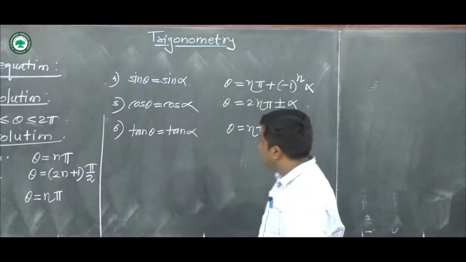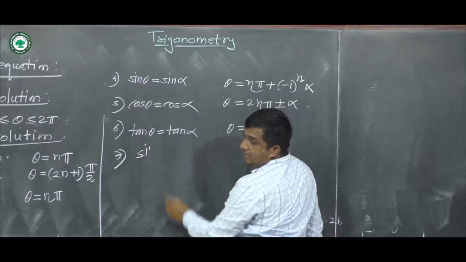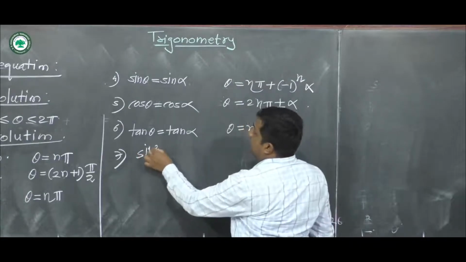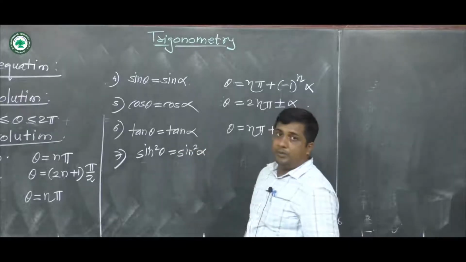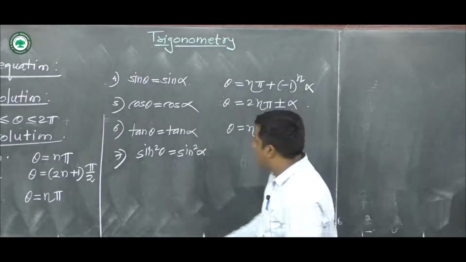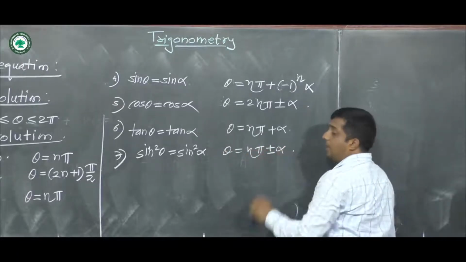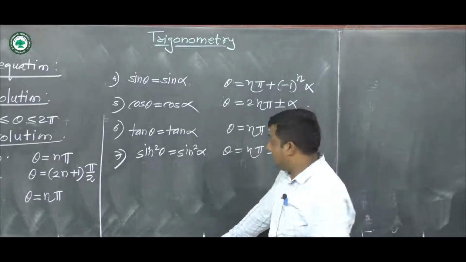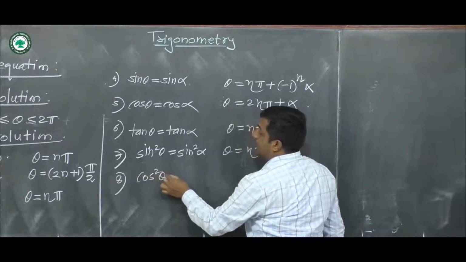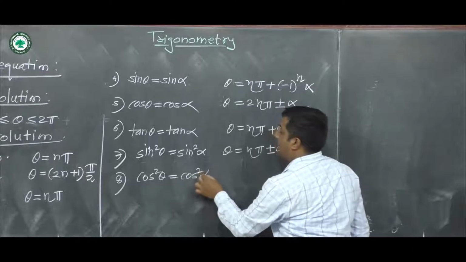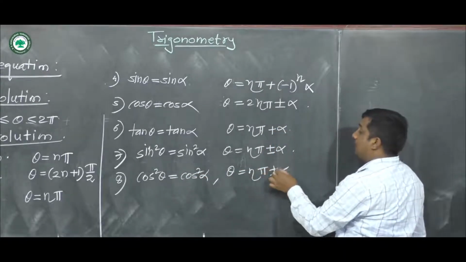Then next, here for seventh, we consider sine square theta equal to sine square alpha. If we have this type of form, here theta is n pi plus minus alpha. Again here n belongs to Z. Similarly for here cos square theta is equal to cos square alpha, theta is also here n pi plus minus alpha.